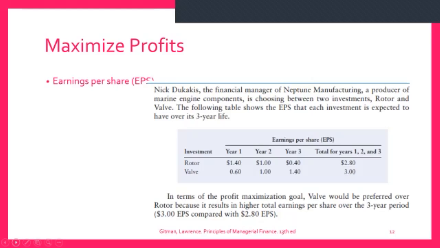Valve, on the other hand, 60 cents, $1.40, $3. Even though you see the first year for Valve is smaller, it gets larger and by the third year it ends up the highest. Now, a financial manager who has to maximize profit as his goal, that's the goal of the firm set out for him, will choose the Valve. He'll choose the Valve over the Roto because it returns a higher earnings per share.